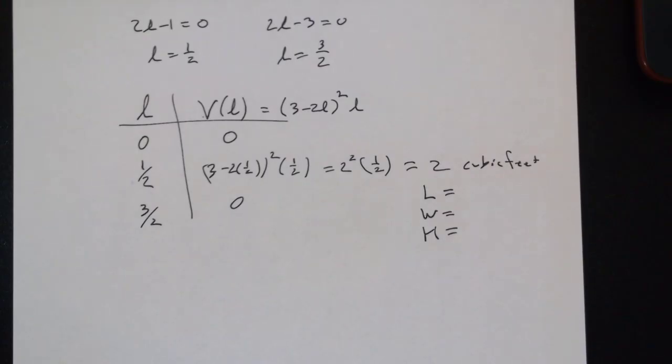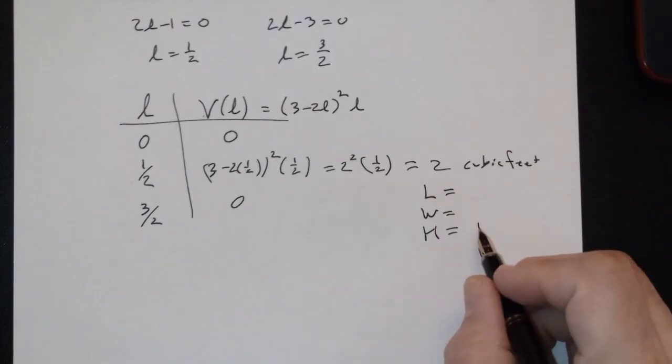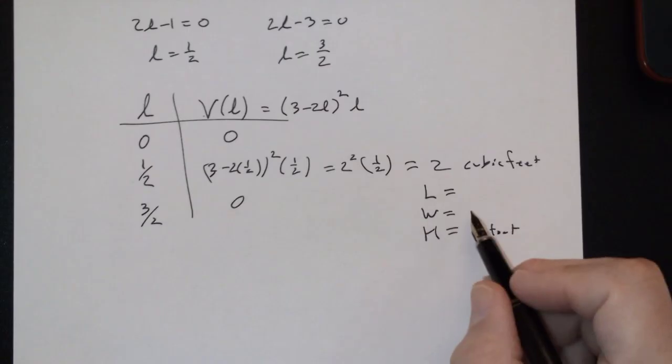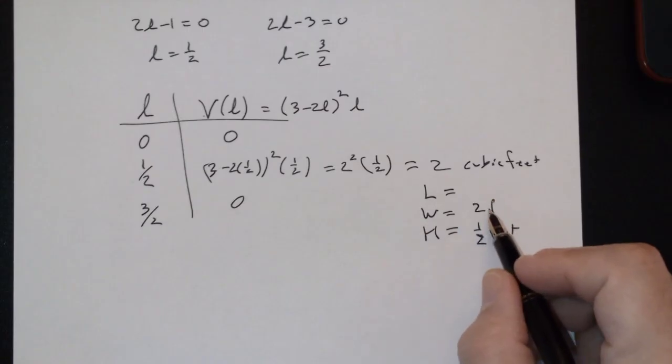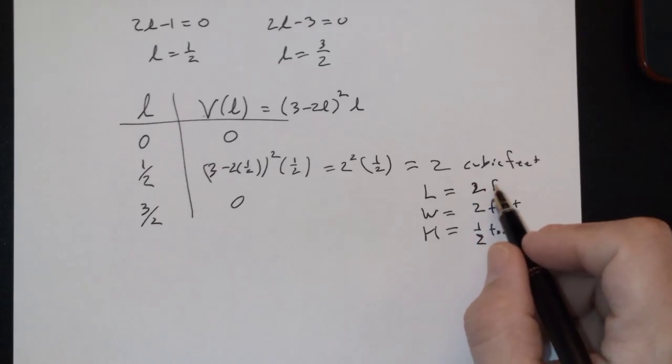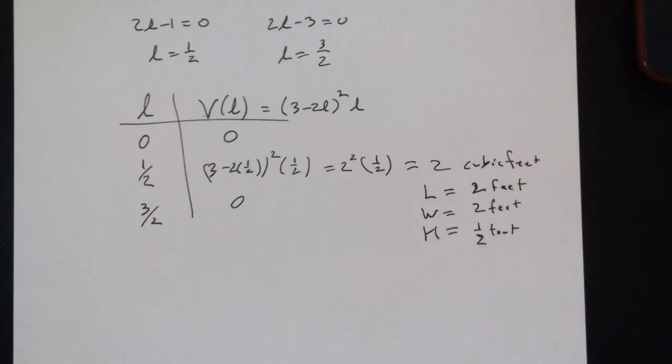But I have the formulas for L, W, and H earlier, right? 3 minus 2L, 3 minus 2L, and L. So I know the height is 1/2 foot. And I know the width is 3 minus 2 times 1/2. And I know the length is the same thing. 2 foot by 2 foot by 1/2 foot tall.